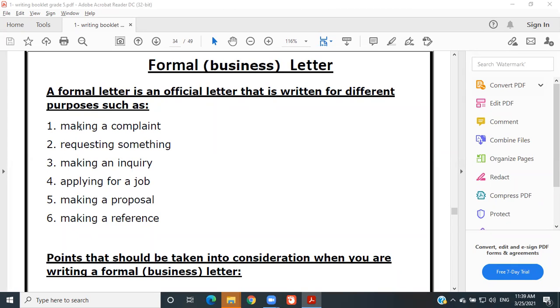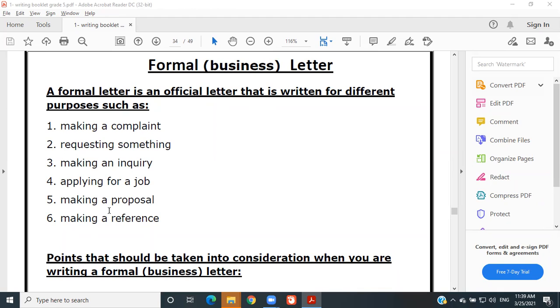So read, please. Making a complaint. Yes. Requesting something. Very good. Making an inquiry. Very good. Applying for a job. Amazing. Making a proposal. Making a reference. Very good. This is writing booklet page 33. Very good.